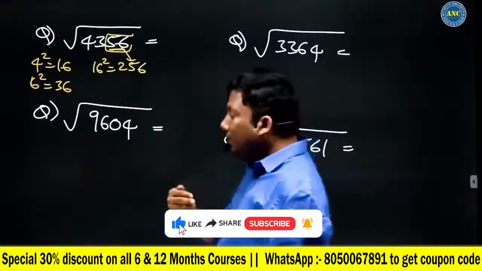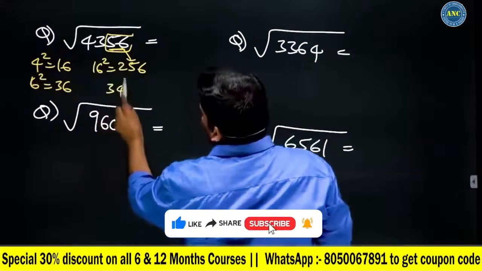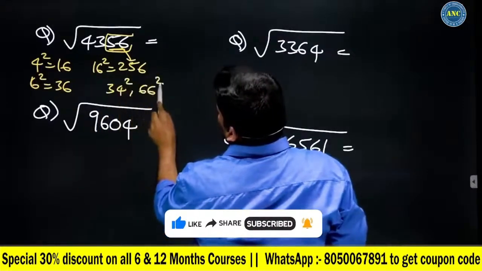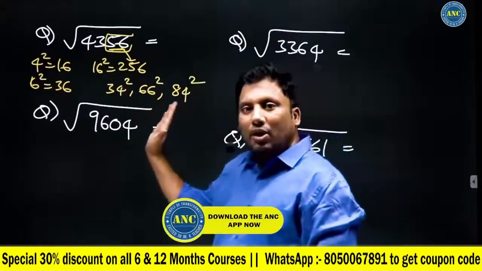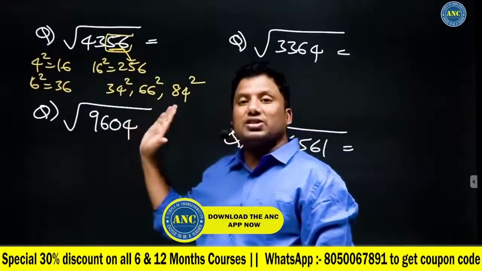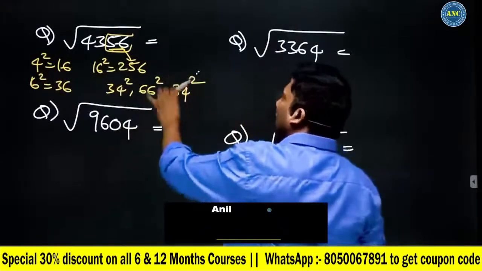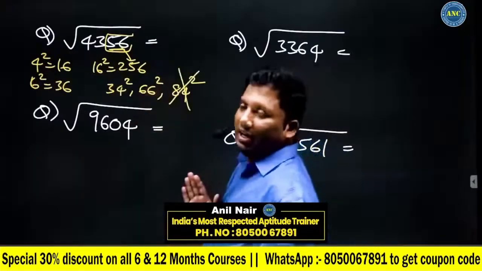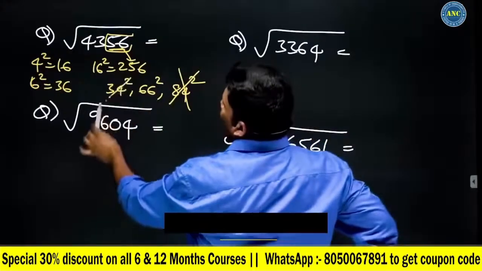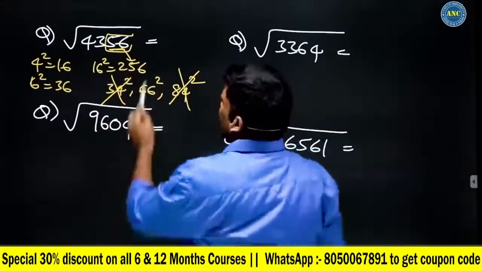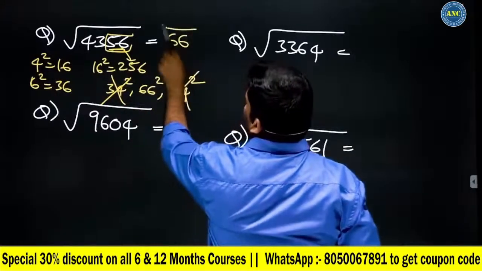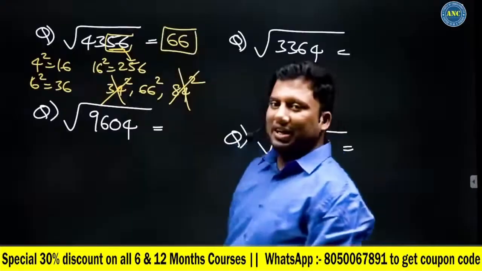I got 16. Last 2 digits same for 16. What are the other numbers? 50 minus 16, 50 plus 16, 100 minus 16. Answer will be one among these three: 34 square, 66 square, 84 square. 80 square is 6,400. It is greater than. 40 square is 1600. 34 square is less than 1600. Answer is 66.